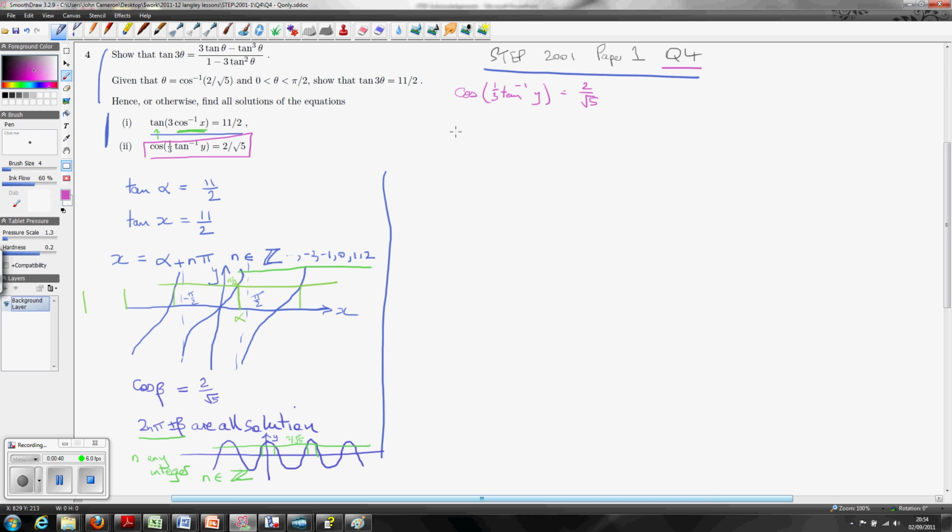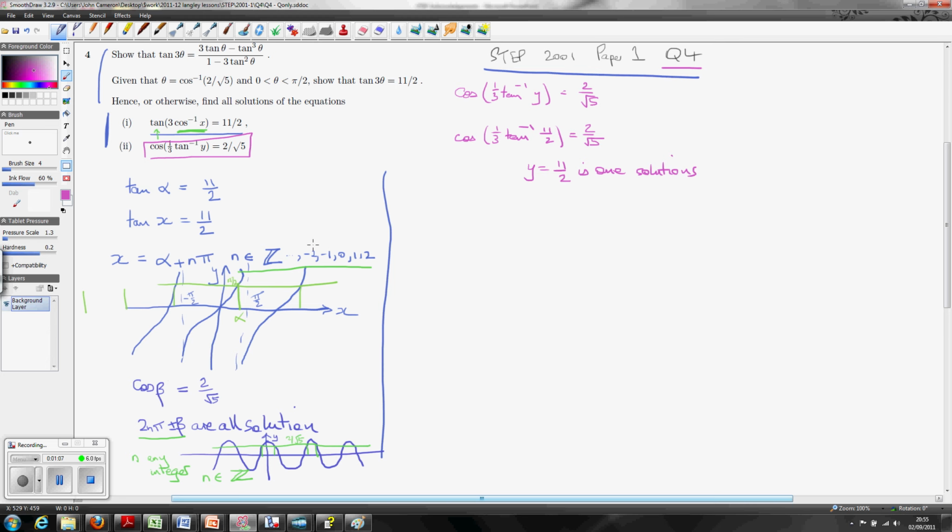And from the earlier part, we know, although it wasn't quite in this form, that cos((1/3) tan⁻¹(11/2)) = 2/√5, which means that y = 11/2 is one solution, but we're asked to find all of the solutions.